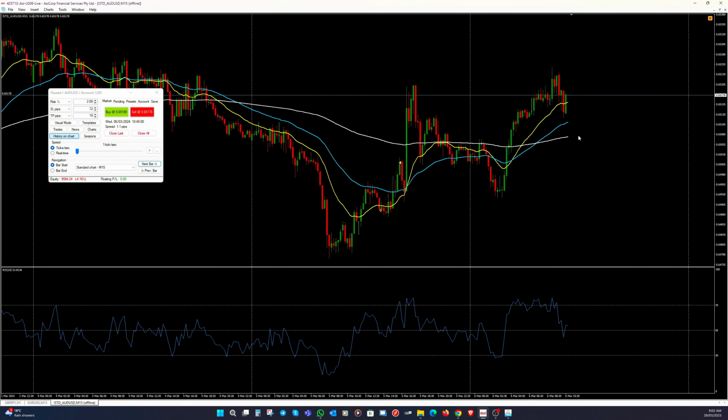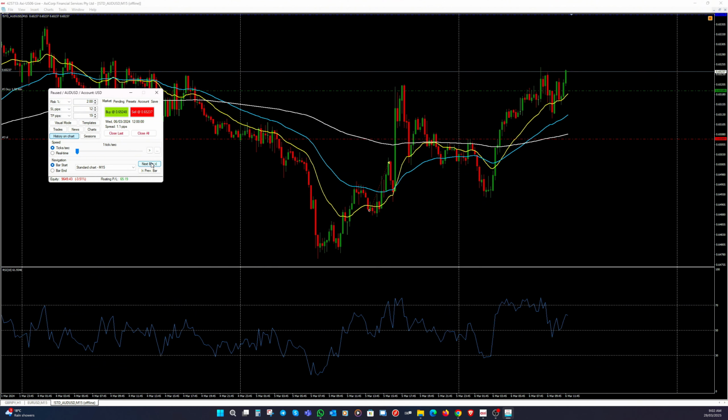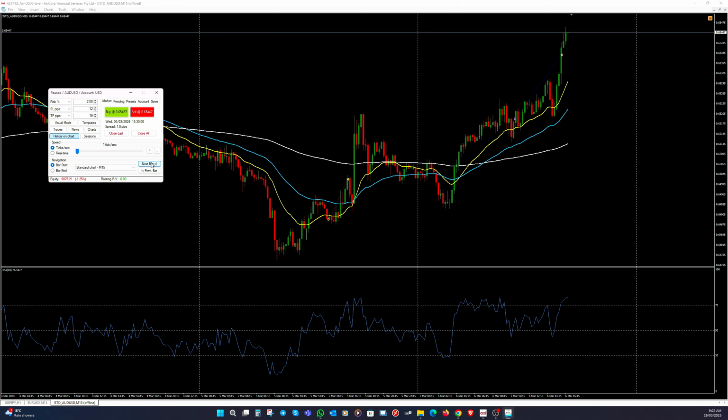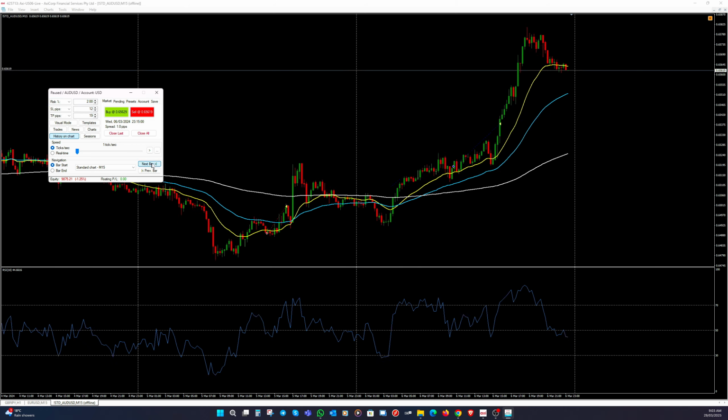Looking at our rules, this is a viable setup. We've got a pullback to the 20 EMA and then a close above. The time is 10:30. We had a pullback to the RSI 50 line and then a close above. So this looks like a good setup. And we've had our first win.